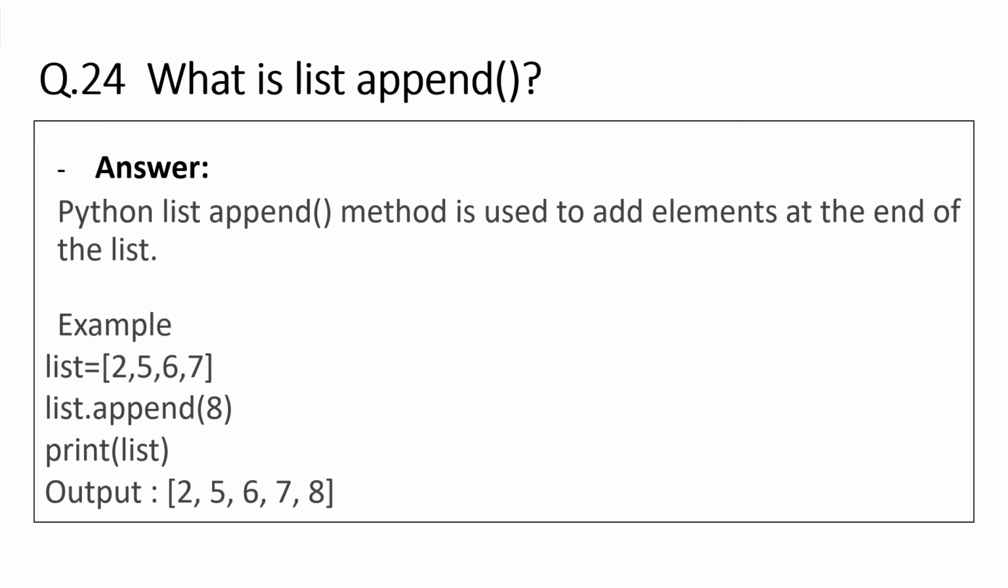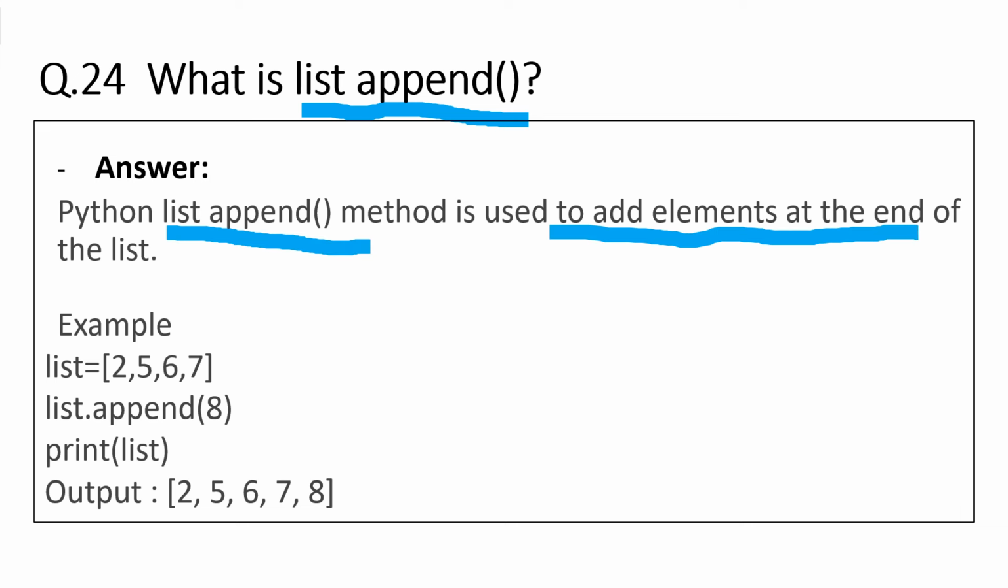Now the next question is, what is list append? See, the Python list append method is used to add elements at the end of the list. It is the function associated with a list which is used to add elements at the end of the list.